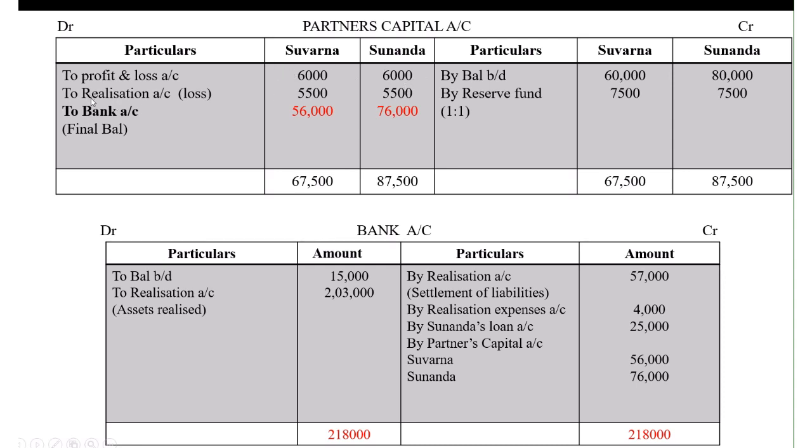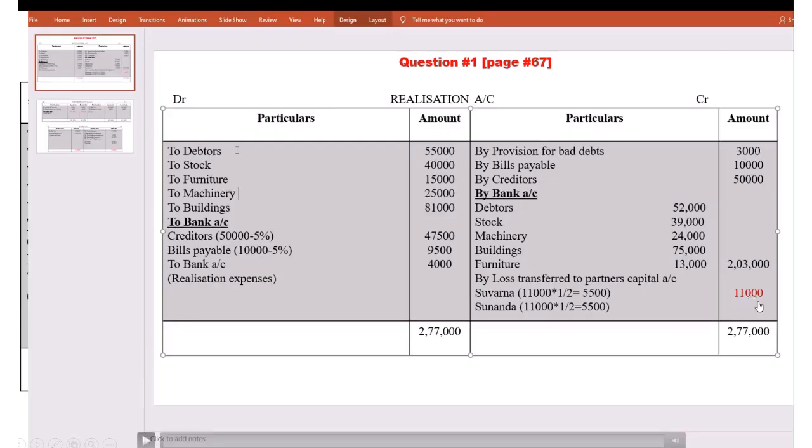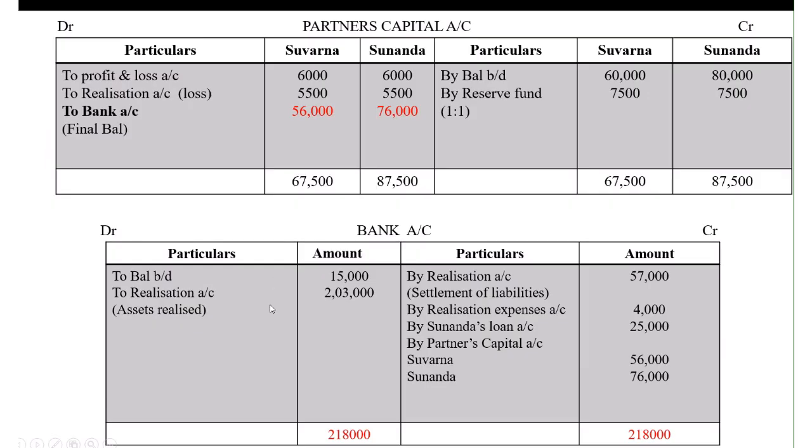And next, in the realization account you have got a loss of 11,000, which we are going to share on the debit side itself, 5,500 and 5,500. You can see here we got 11,000 as a loss. That loss we show here in the partners' capital account, 5,500 and 5,500. Next, if any other adjustments related to partners are given, you have to show them here. There is no other adjustment related to partners, so we are just moving on.